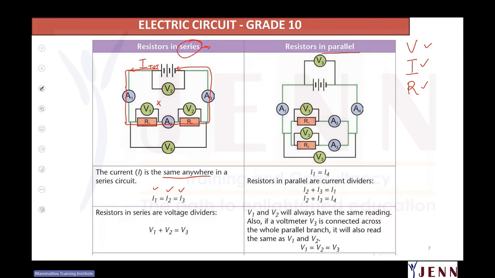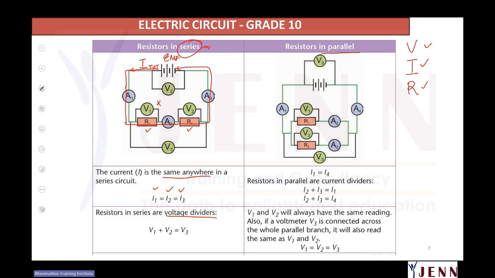Potential difference, however, in a series connection, is divided. So series connections are known as potential difference dividers. That means the EMF from the battery is the total potential difference of the circuit. The moment current flows, this resistor here is going to use up energy, and that resistor there is going to use up its own energy as well.